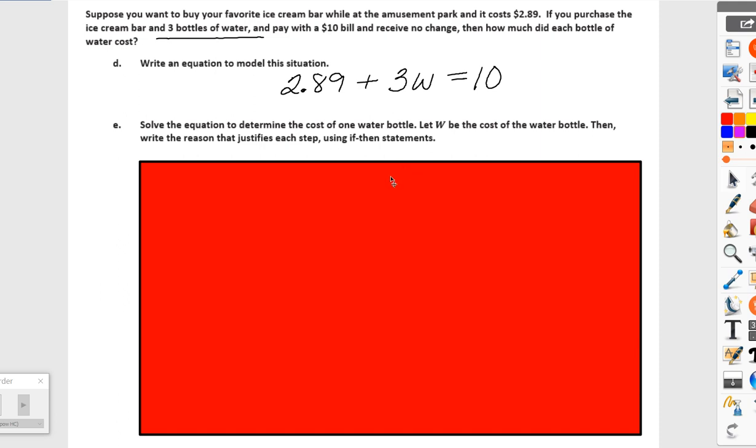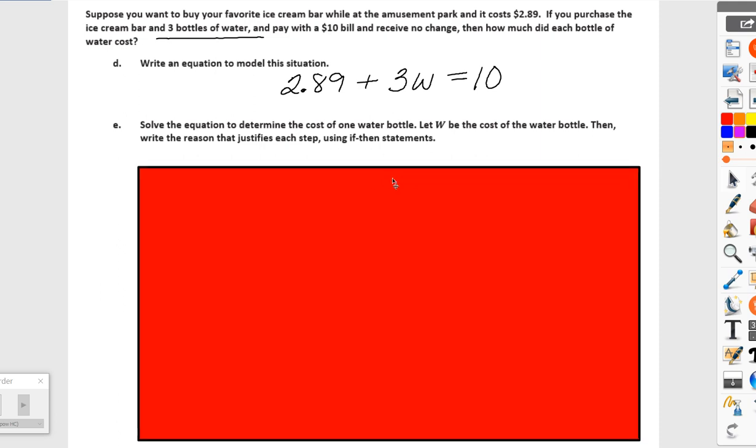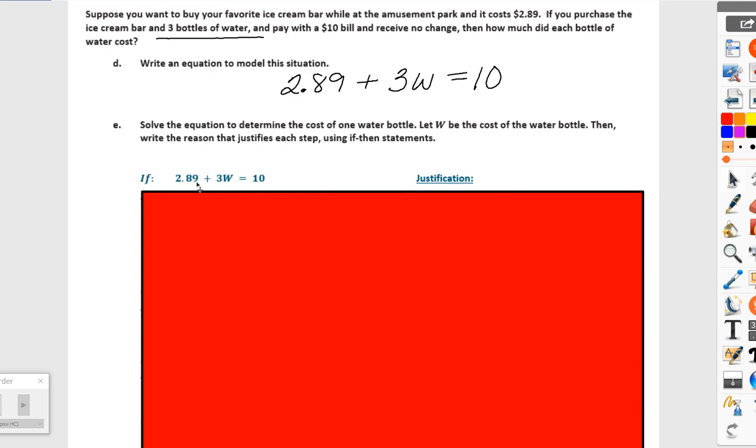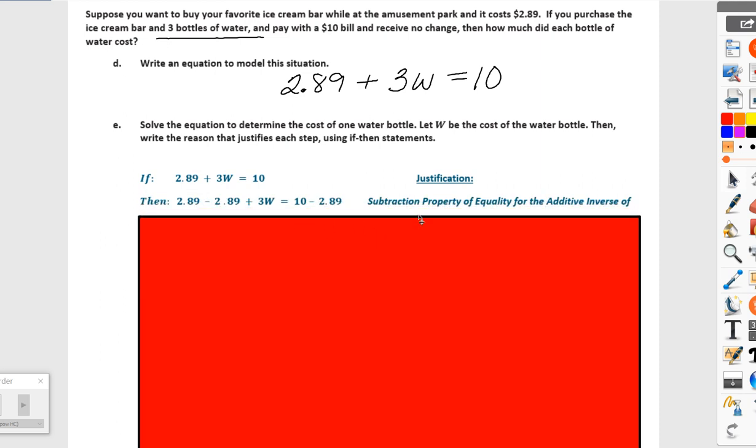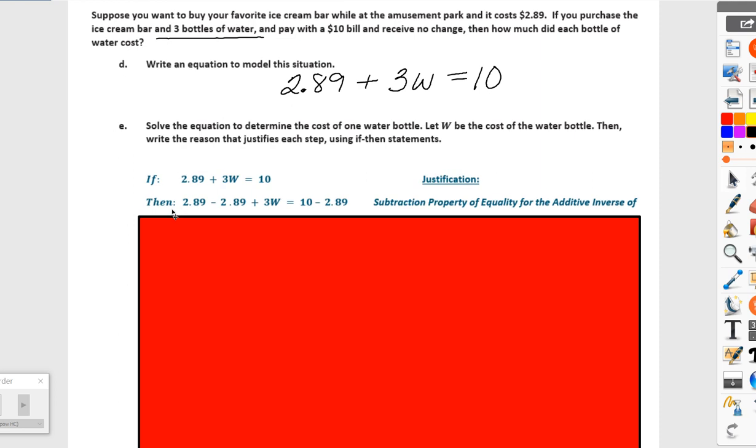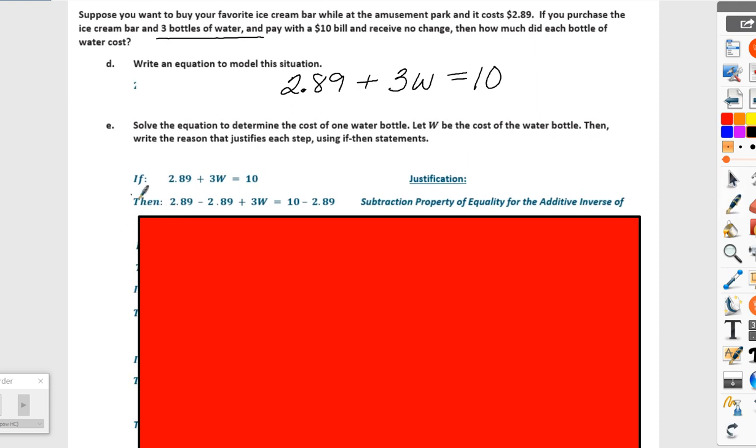We need to get used to the if-then statements. If $2.89 plus 3 waters equals 10, then if we subtract them from both sides, which is our subtraction property of equality, it's doing the opposite. We're adding the opposite. Now, they always show it right after it. We have always written it down below. We write minus 289 and do minus 289. I will still do it this way when I write it because I don't like to write it all out like this.